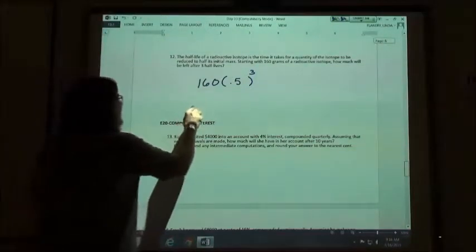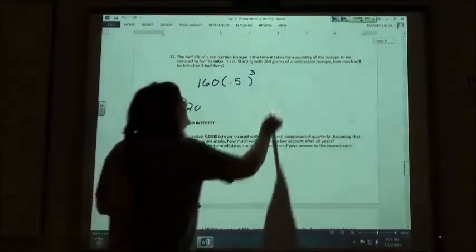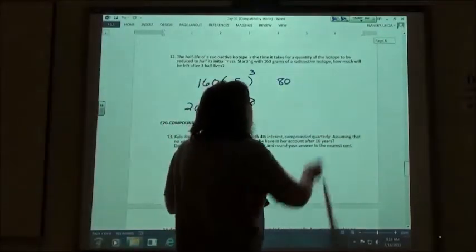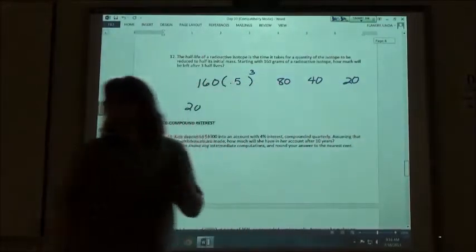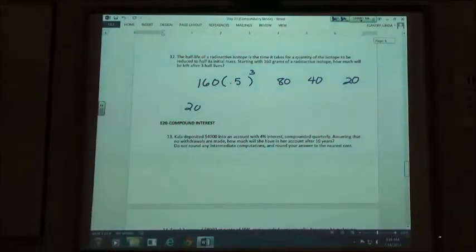20. So what happened, it started at 160, it cut it down to 80 in 1 half-life, 40 for the next one, and 20 for the next one, right? I could have done it that way. That's what half-life means.